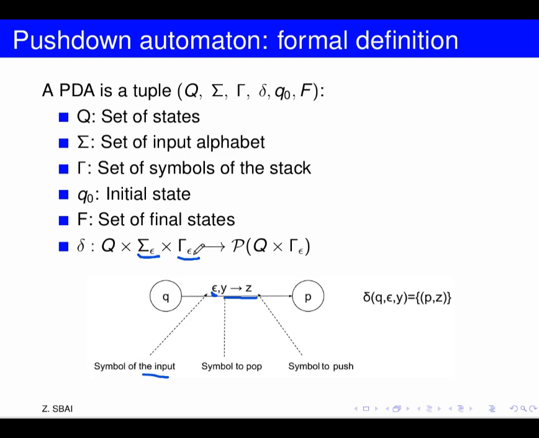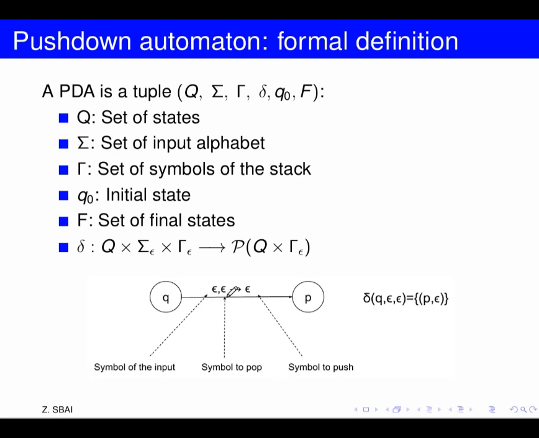Also, this epsilon is used here for the symbols to be popped or pushed to the stack, because we may have a transition that will not influence the symbols of the stack. If we use here epsilon, it means we will not pop any symbol from the stack. If we use here epsilon, it means that we will not push any symbol to the stack. That's why we used in the definition here sigma epsilon and gamma epsilon in the case of the symbol to pop, or also the case of the symbol to push.